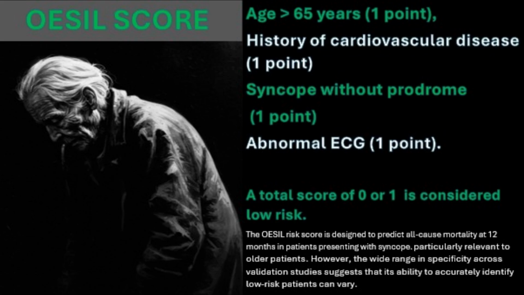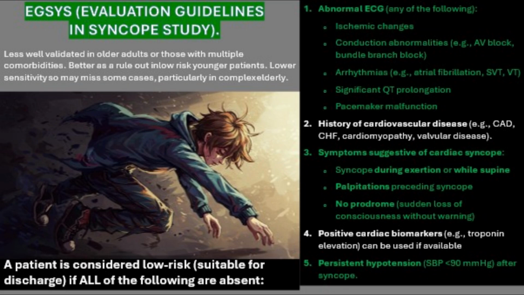EGSYS, Evaluation of Guidelines in Syncope Study Score. The EGSYS score aims to predict the likelihood that syncope is of cardiac origin. A patient is considered low risk, suitable for discharge, if all of the following are absent: abnormal ECG, any of the following; ischemic changes, conduction abnormalities, e.g. AV block, bundle branch block, arrhythmias, e.g. atrial fibrillation, supraventricular tachycardia, ventricular tachycardia, significant QT prolongation, pacemaker malfunction, history of cardiovascular disease, e.g. CAD, CHF, cardiomyopathy, valvular disease.